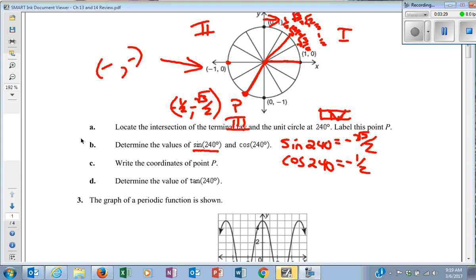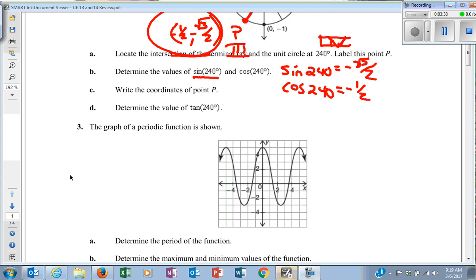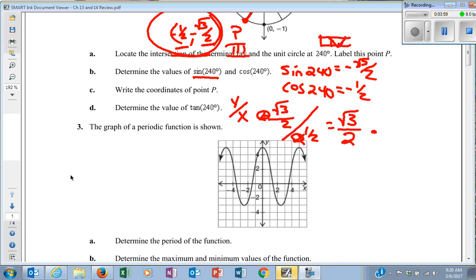Then they asked me to write the coordinates of that. I've already written it right there. The coordinates are this right here. So that's the coordinates P. And they asked me to determine the value of tangent. Tangent is the y value divided by the x. So a negative square root of 3 over 2 divided by a -1/2. Well, first off, a negative and a negative are going to make a positive. We do not divide by fractions, so we take the square root of 3 divided by 2 and multiply it by the reciprocal of this, which is 2 over 1. When that happens, these 2's cancel. I end up with the square root of 3 over 1, or just the square root of 3 would be my answer for my tangent.